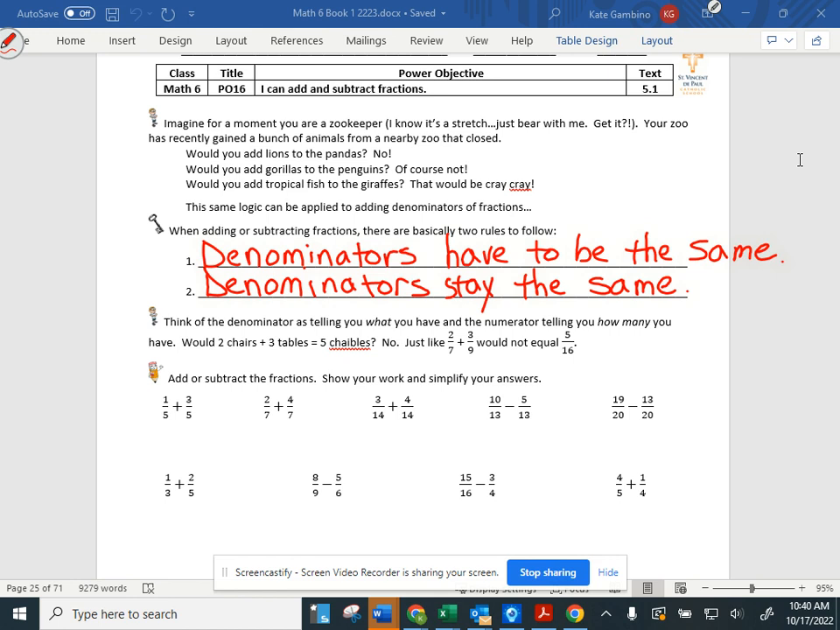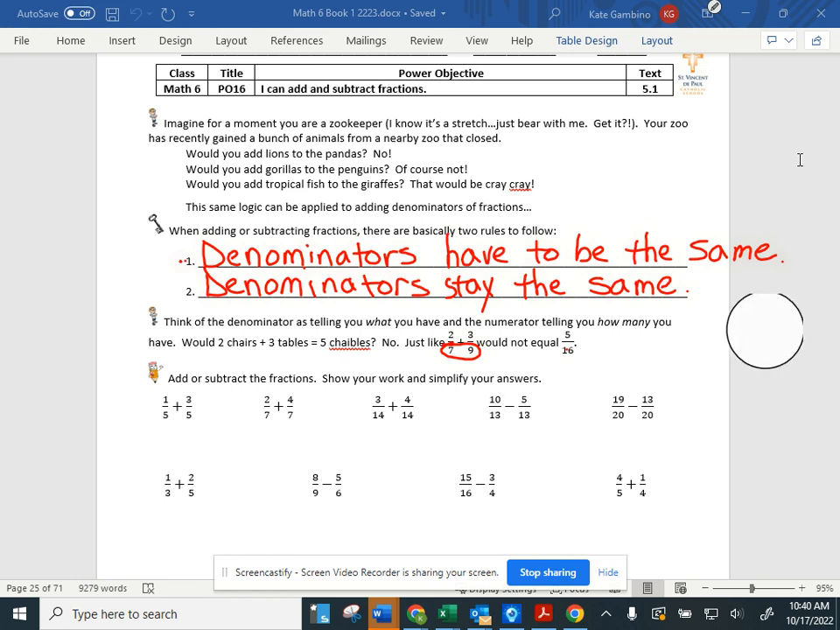What mistake did they make here? 2 sevenths plus 3 ninths equals 5 sixteenths. What mistake is there, Isabel? If we don't have the same denominator, we cannot just add them together. You have to follow rule number 1, make the denominators the same. Find that common multiple. And remember, whatever we do to the denominator, we have to do to the numerator. Then you can add or subtract them, and that denominator stays the same. We do not add the denominator together. It stays the same.